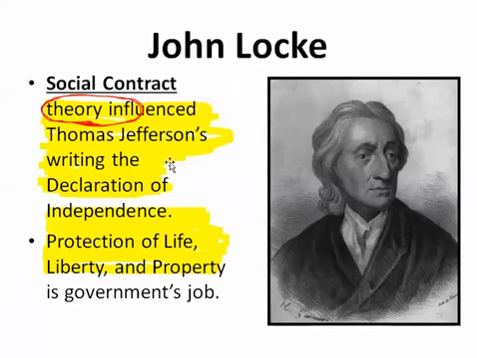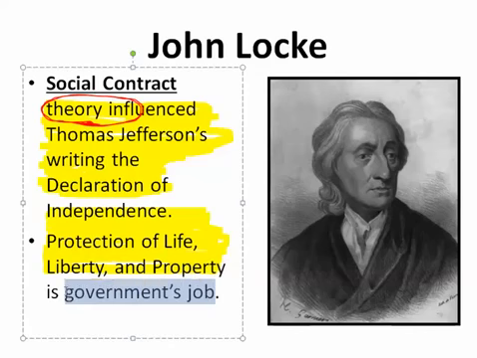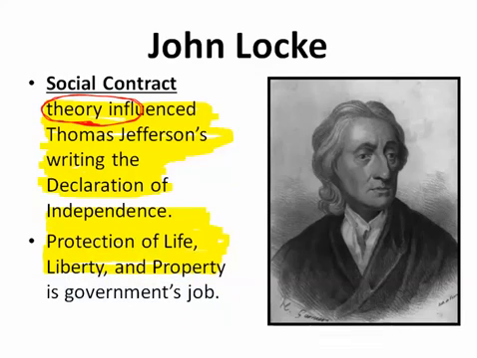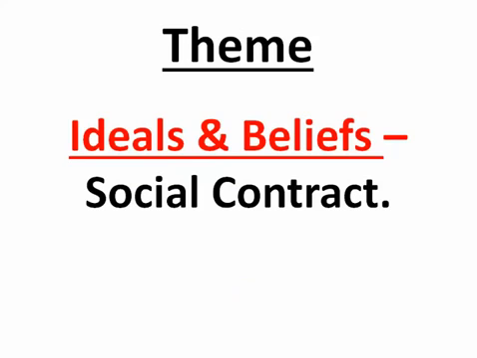Okay. So John Locke's social contract theory is a theory that influenced Thomas Jefferson's writing in the Declaration of Independence. It said the sole purpose of government was the protection of life, liberty, and property. That's government's job. That's government's duty, to protect those natural rights. So we see a theme here in ideals and beliefs, in the social contract and natural rights. That's the theme we're talking about, ideas or ideology.